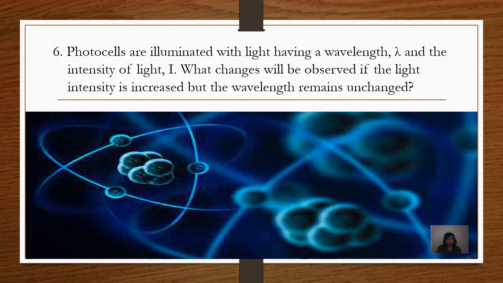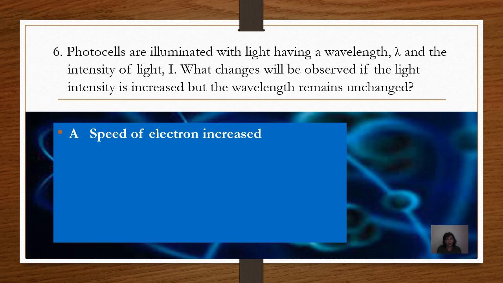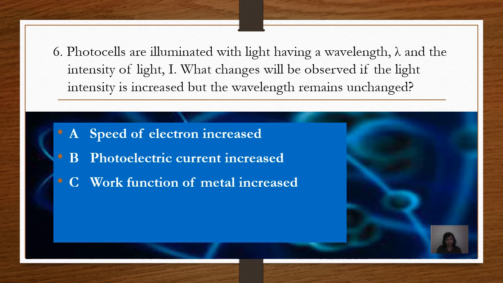Question 6. Photocells are illuminated with light having the wavelength lambda and the intensity of light I. What changes will be observed if the light intensity is increased but the wavelength remains unchanged? A. Speed of electron increases. B. Photoelectric current increases. C. Work function of metal increases. D. Threshold frequency of metal increases. Which one is the correct answer? B is the correct answer. Photoelectric current increases.